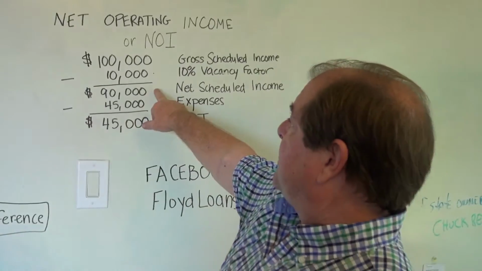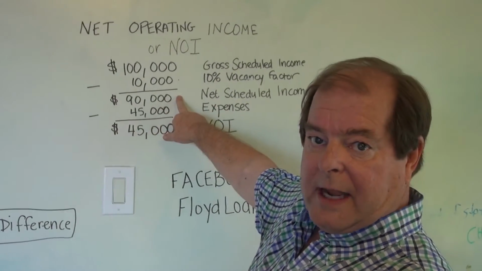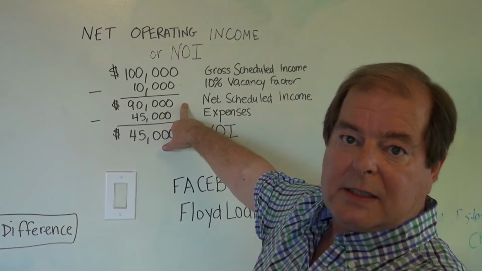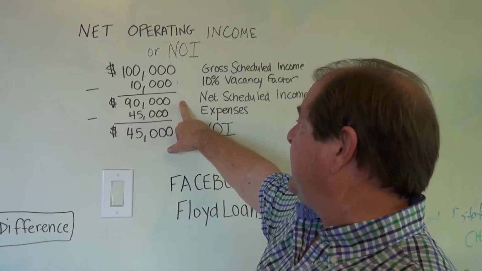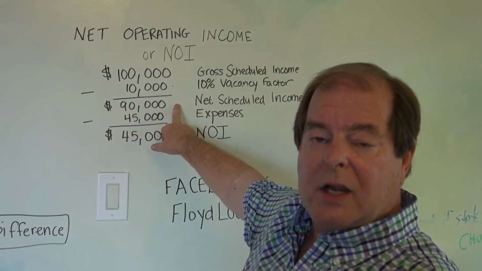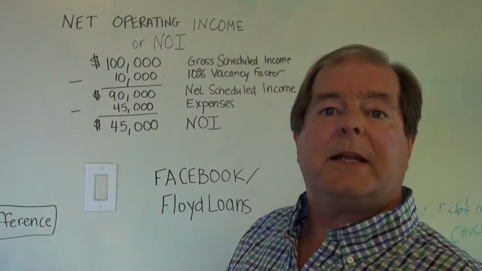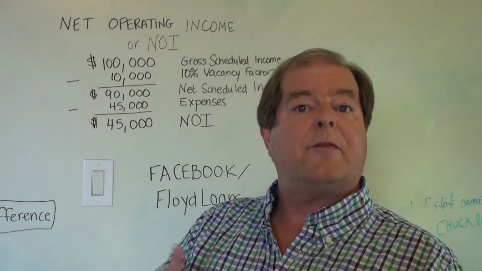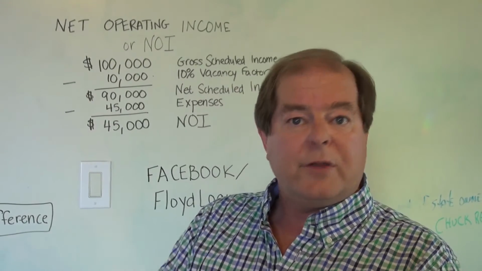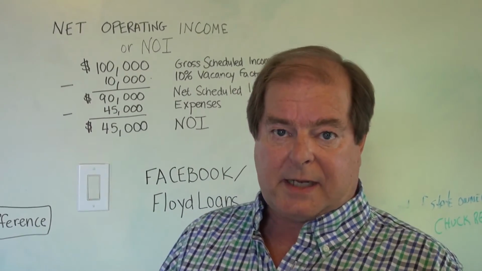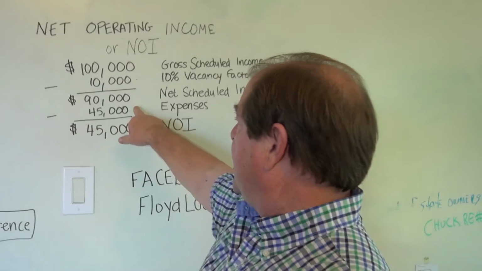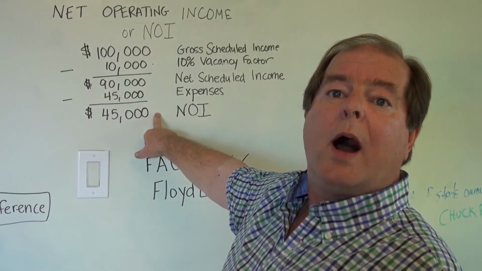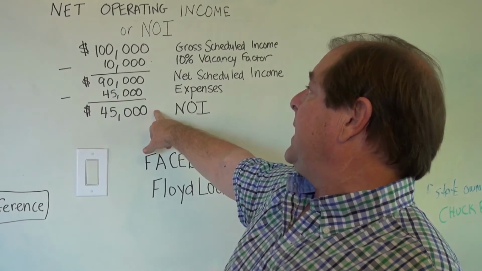Okay, now when I subtract the vacancy factor out of your gross scheduled income, you come to the net scheduled income, which is $90,000, because I've subtracted the 10% vacancy. Now, out of that, we have to subtract our expenses. What expenses do we have? We have taxes, we have insurance, we have repairs, we have maintenance, we have utilities, all kinds of expenses that come up. So we're going to subtract those out of our net scheduled income that's coming in, which gives you an NOI, or a net operating income.